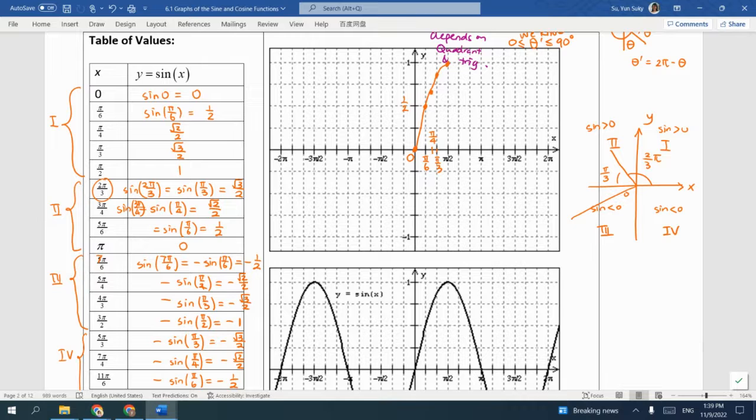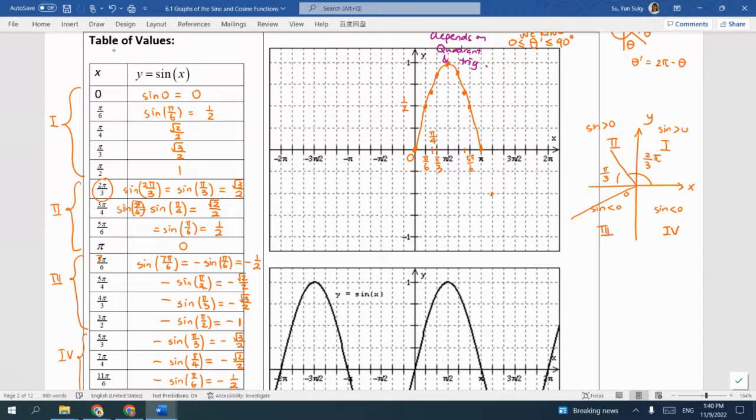And you continue, okay? This is 2 pi over 3, root 3 over 2, right here. And keep going. 3 pi over 4, here. 5 pi over 6, 1/2, here. So this is 5 pi over 6. And at pi it is 0. And then you connect them. So far, so good. So we keep going and plot those points. Here, minus 1/2.